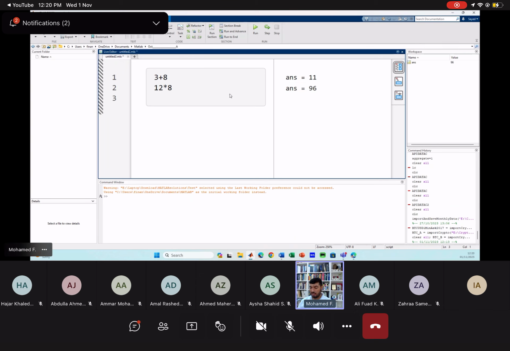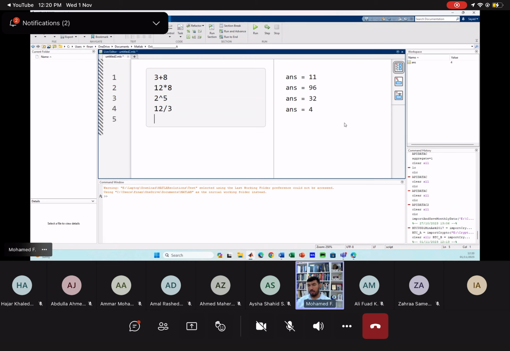I can take 2 to the power of 5, which is equal to 32. Okay, I'm going to get what? 32. I can divide the numbers, for example, 12 divided by 3. Okay, and the answer should be what? 4, and so on and so forth. So we can use Octave as a calculator.